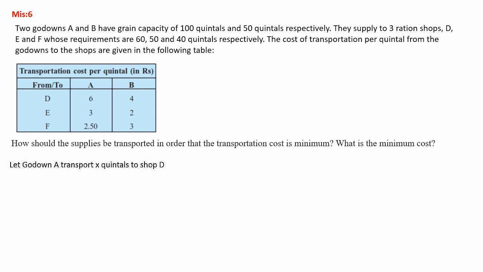So let's assume godown A transports X quintals to shop D, because there are two godowns A and B, and from A, X quintals are transported to shop D. D is our first shop. And from godown A, Y quintals are transported to shop E. This is our assumption. These two assumptions we have to make, and by connecting these two we have to calculate the other quantities.